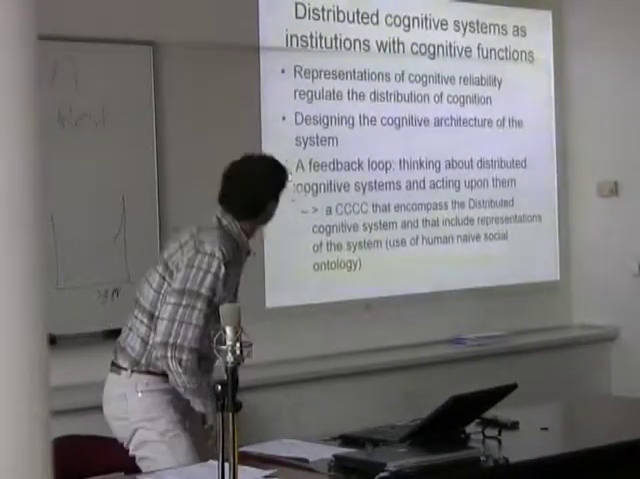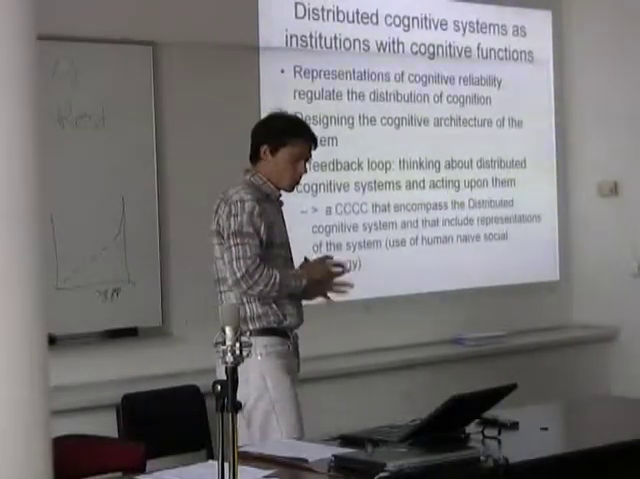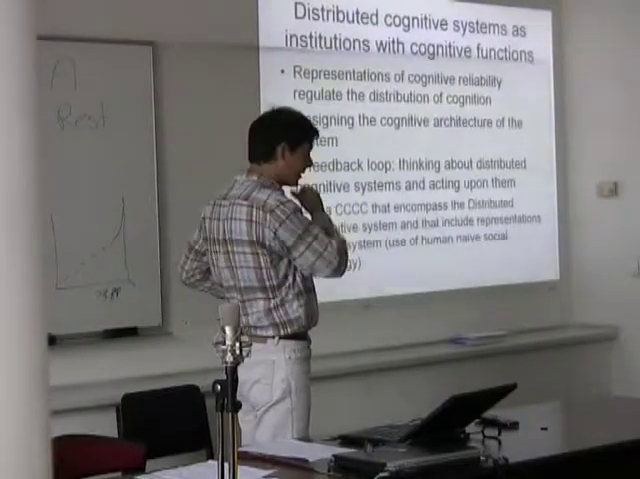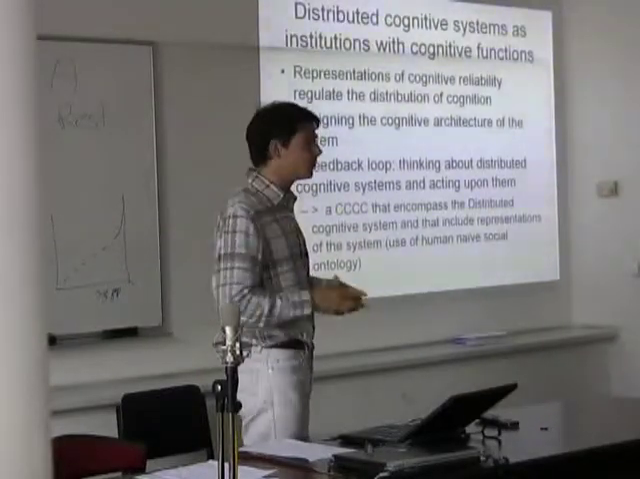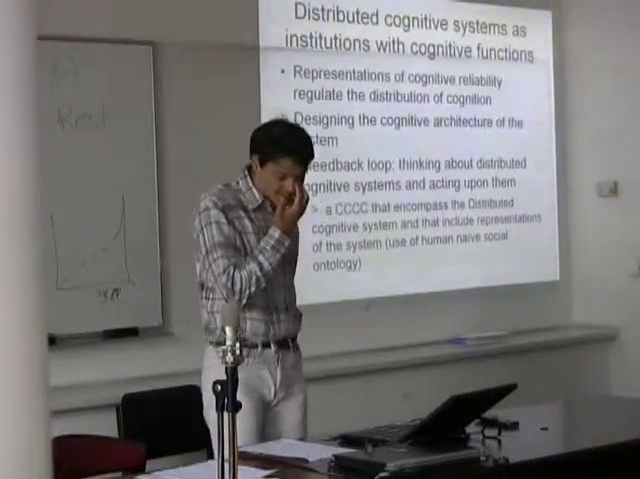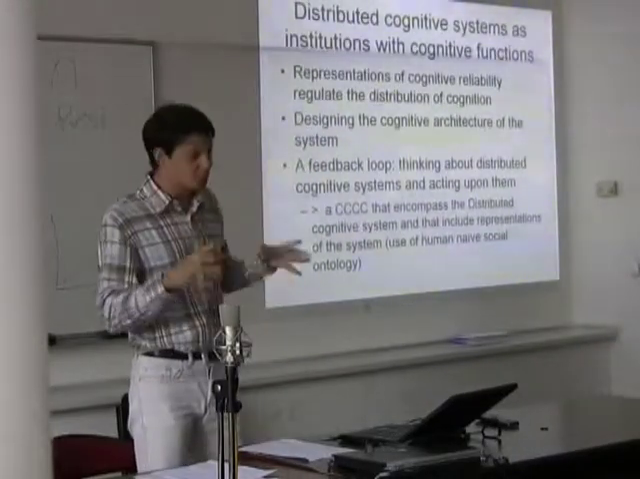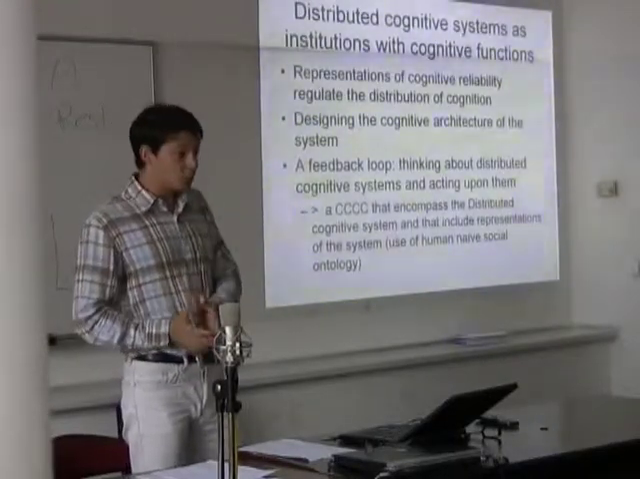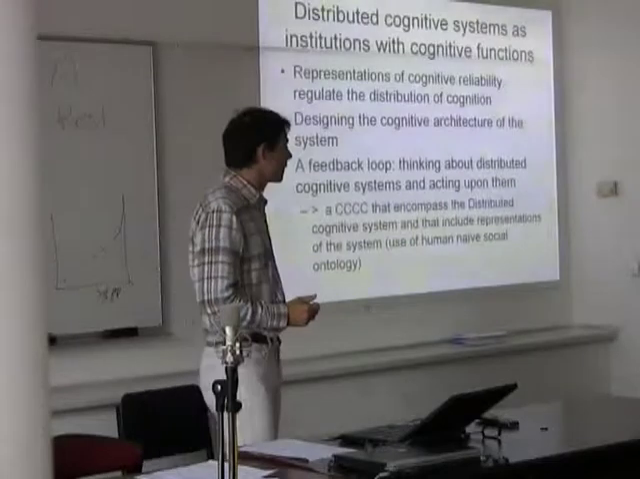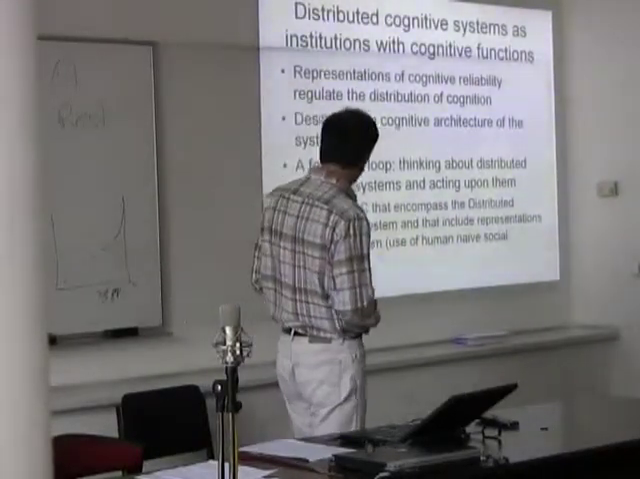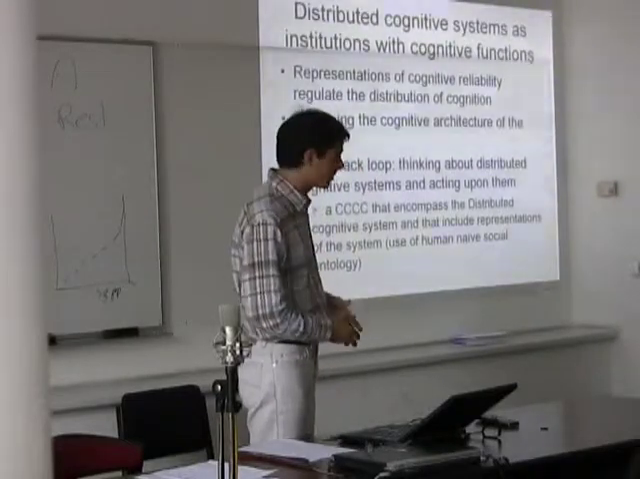One of the points is that with this framework, we can begin to talk about institutions. Dansberger defined institutions as a distribution of a set of representations that include, in this set, representations that regulate the distribution itself. And it is what happened in distributed cognitive systems.